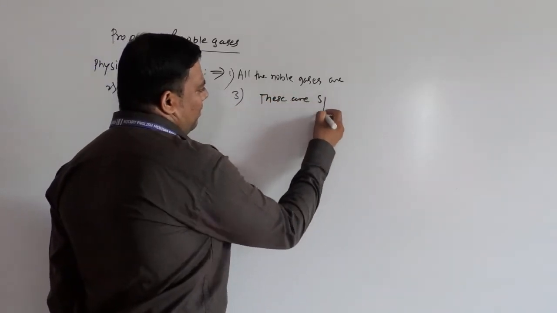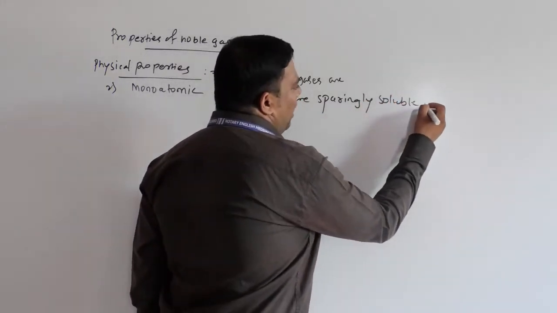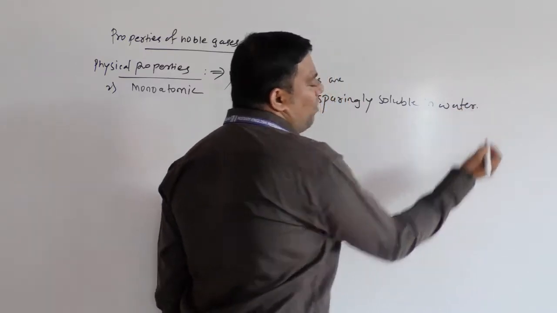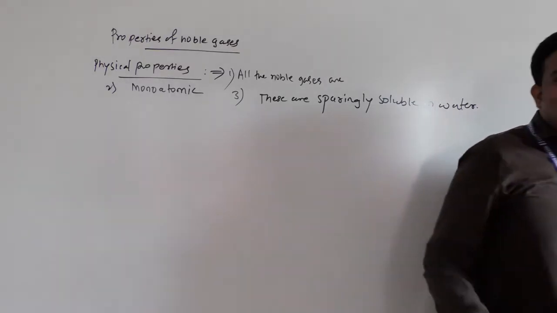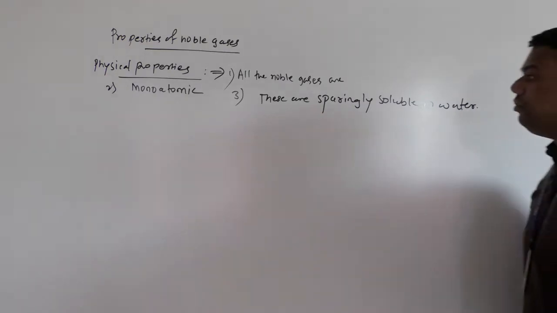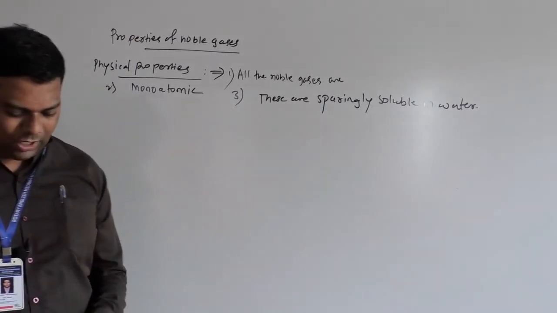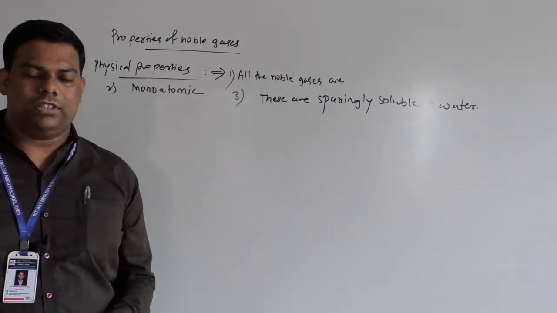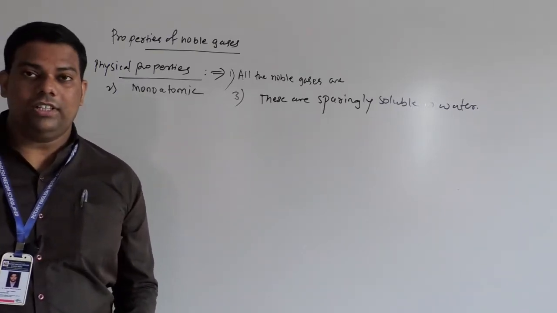Sparingly soluble in water, or we can say slightly soluble in water. Sparingly soluble in water means slightly soluble in water. Now see here, we will discuss one of the important properties, or we can mention it under chemical properties. So concentrate on this.